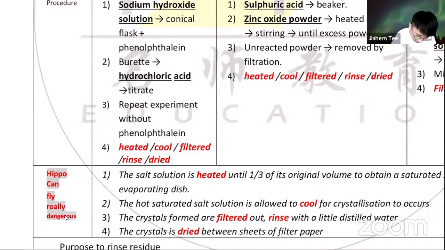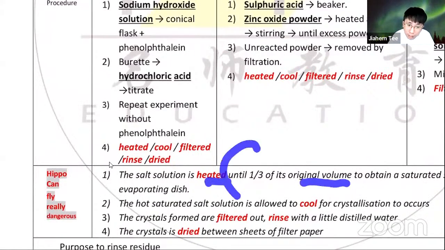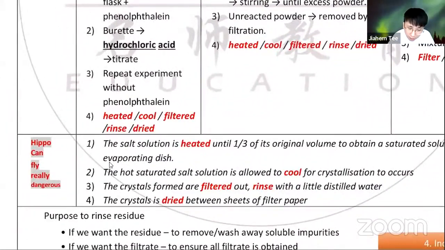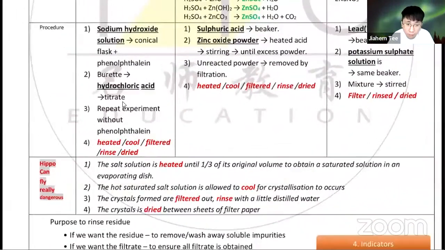Okay, so what you see? Step one is heat. You heat it until saturated, or you can say one third of its original volume, in an evaporating dish. After heating it, allow it to cool for crystallization. Once crystallization occurs, it means you collected your salt crystals, right? Then how to get this crystal out? You filter it, rinse it with a little distilled water, and finally dry it by pressing between filter papers. So these are the five common steps to collect a salt that is soluble in water to make it a dry salt. Okay, so this is what we see from here.